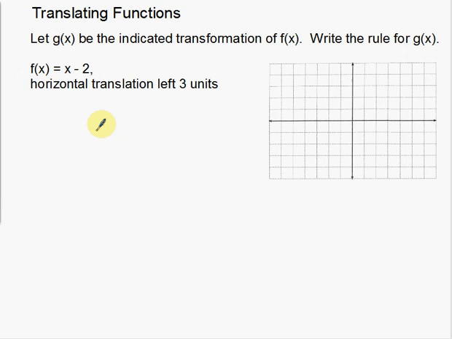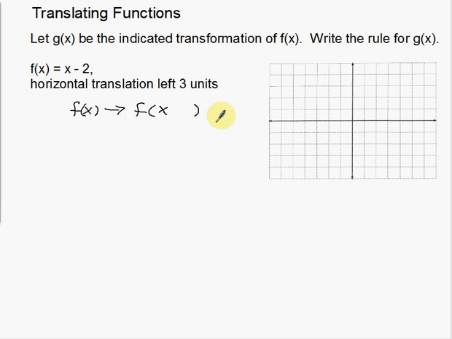So the horizontal translation 3 units to the left, what's it going to look like? I'm going to take my original function and change it. This is kind of what this notation means. Since this is a horizontal translation, I'm going to add or subtract directly to the x. That's why I got a big parenthesis here. If I'm going 3 units to the left, it's actually going to be opposite of what you think.